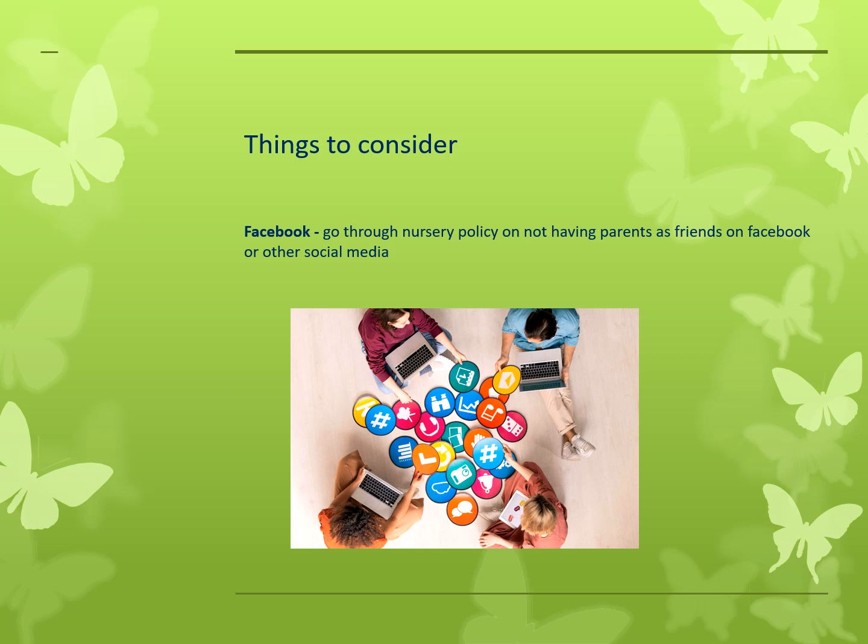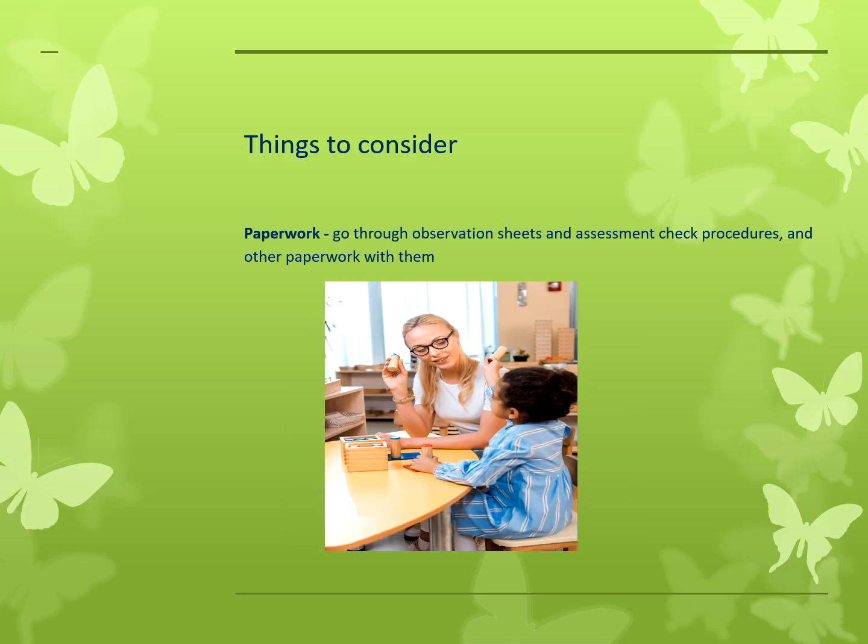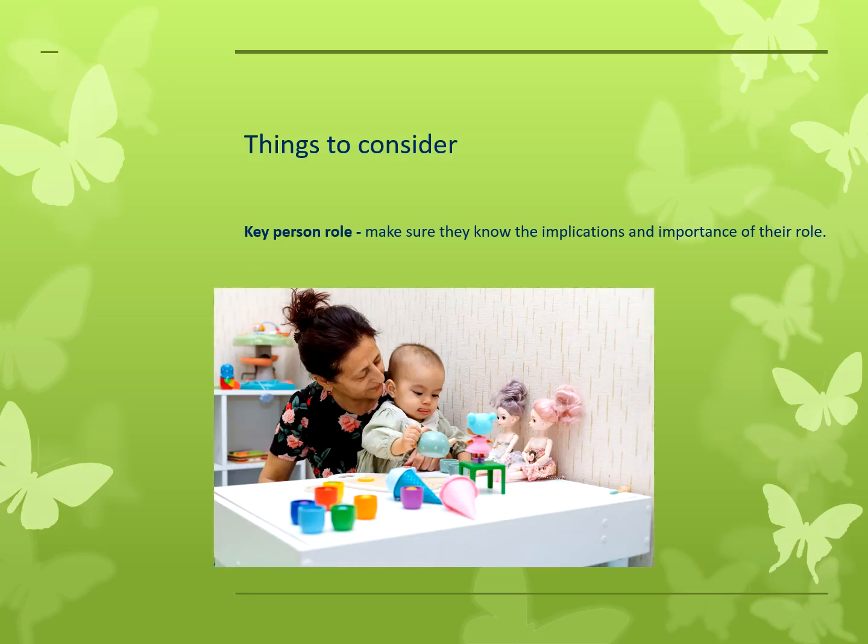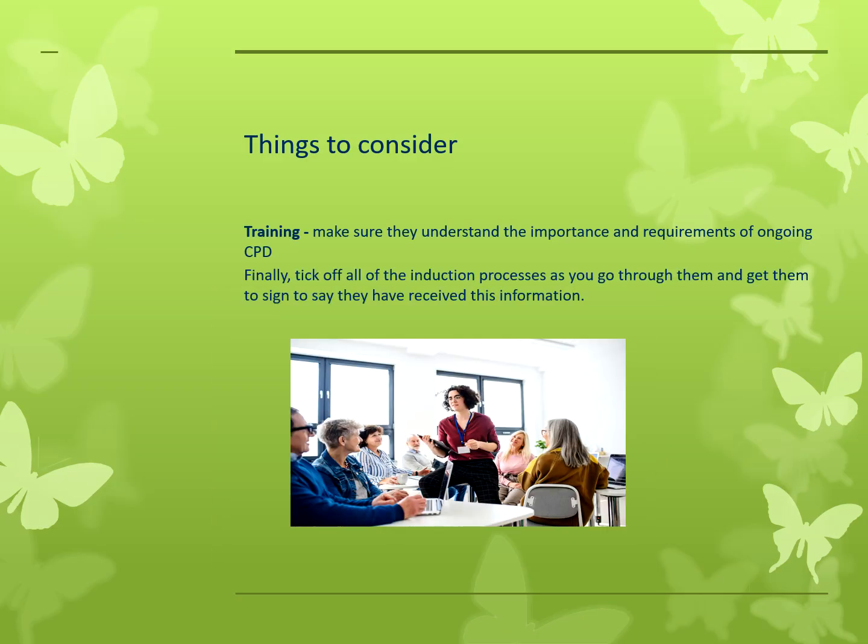Facebook. Go through nursery policy on not having parents as friends on Facebook or other social media. Paperwork. Go through observation sheets and assessment check procedures and other paperwork with them. Key person role. Make sure they know the implications and importance of their role. Training. Make sure they understand the importance and requirements of ongoing CPD. Finally, tick off all the induction processes as you go through them and get them to sign to say that they've received this information.